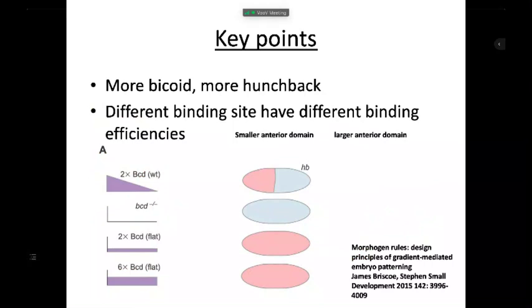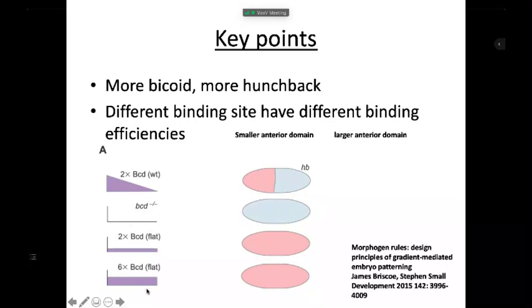So the key points here are more bicoid, more hunchback expression. And different binding sites have different binding efficiencies. So here with our normal wild type expression of bicoid, we get our normal expression of hunchback. If we have no bicoid, we have no hunchback expression.